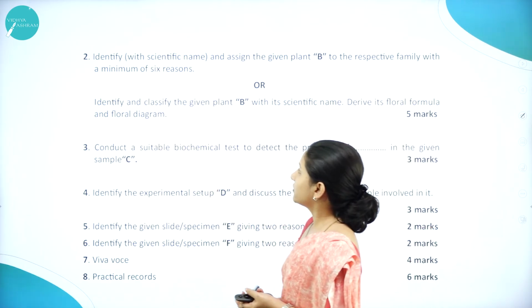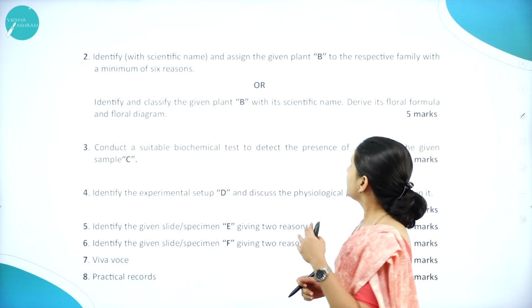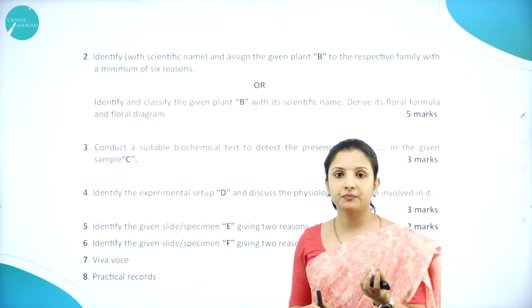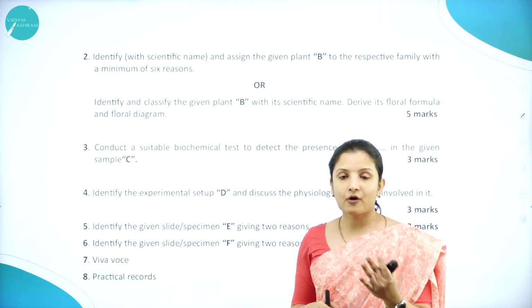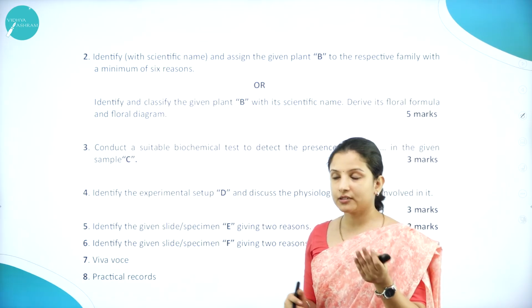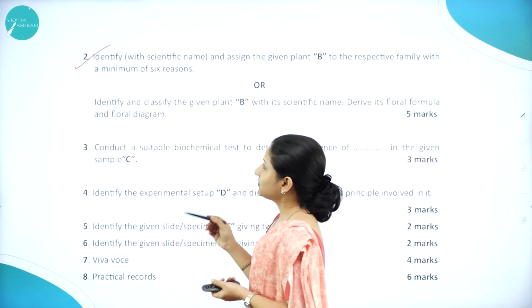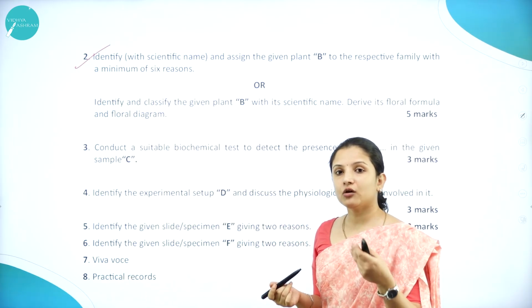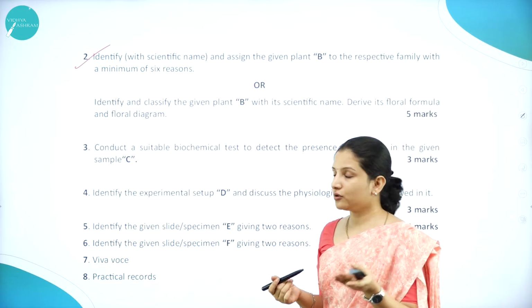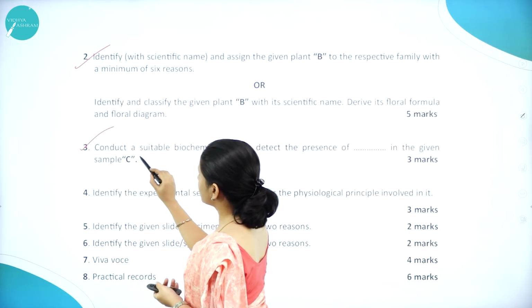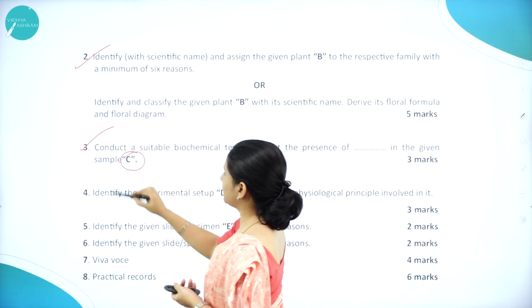Next, one more question is a plant will be given. You have to write the scientific name, then you have to study the floral parts of the plant and write the floral formula as well as draw the floral diagram. So that is about the question 2. Next, here any one will be given depending on whichever chit you pick, what comes to you, you will have to perform the experiment. Next is experiment 3, that is C.